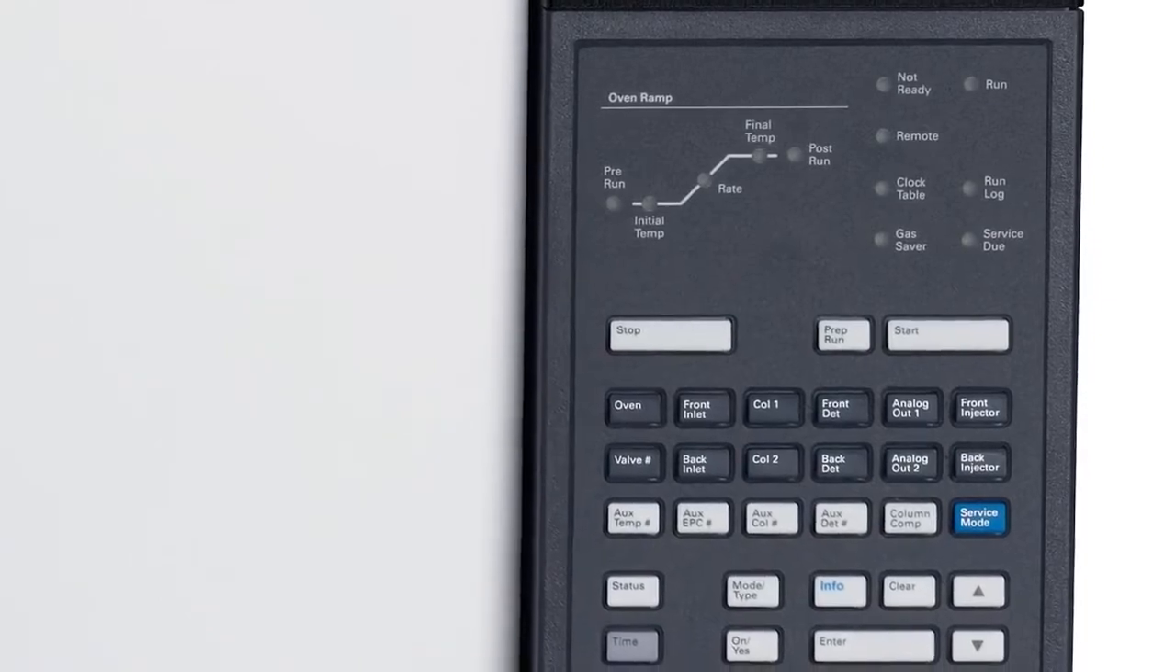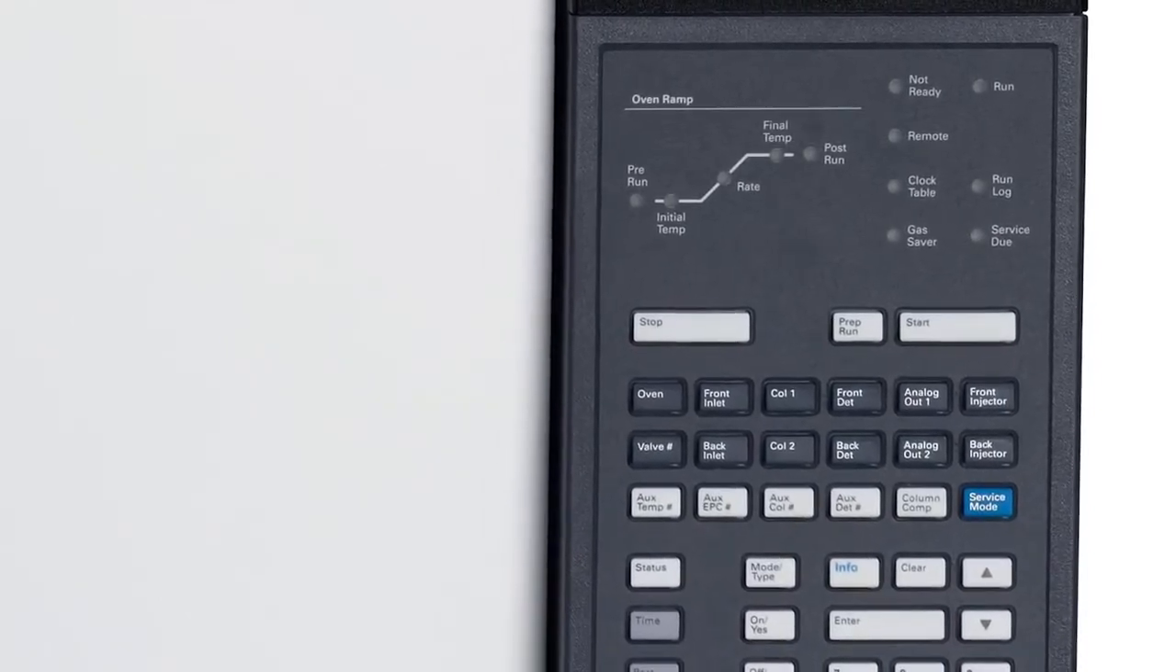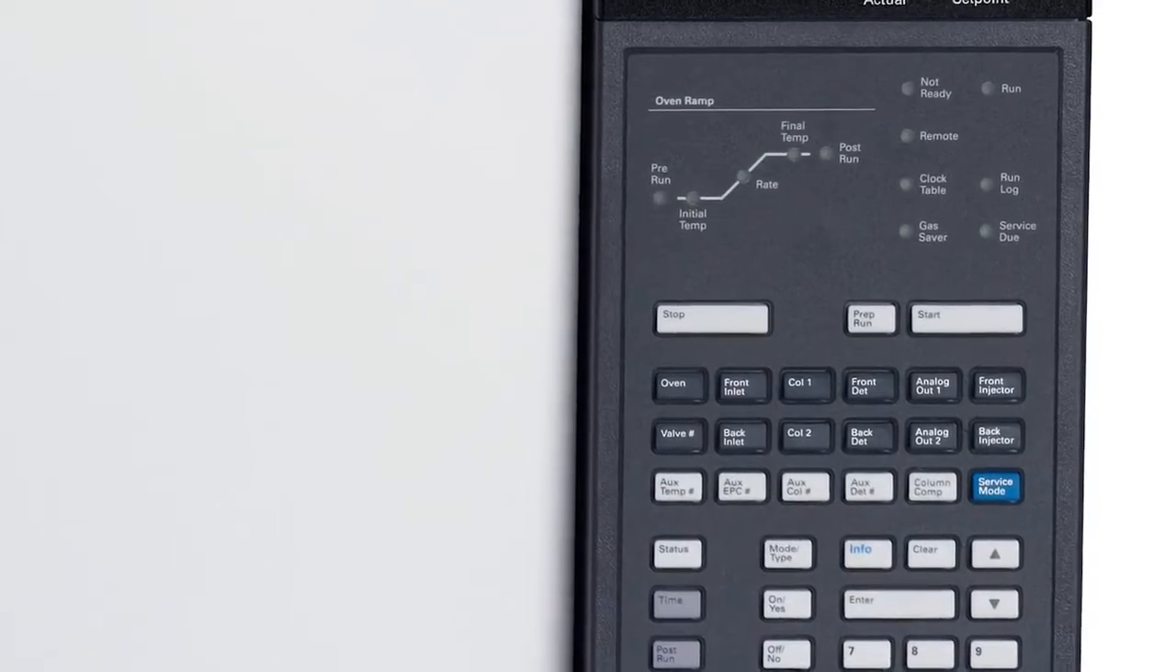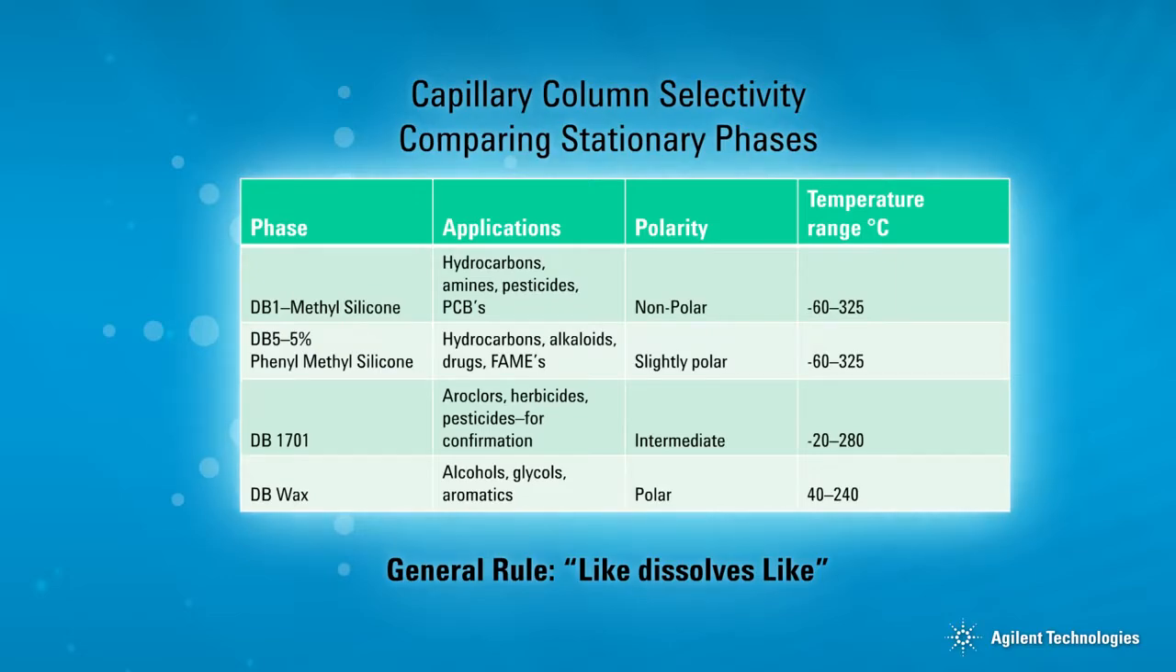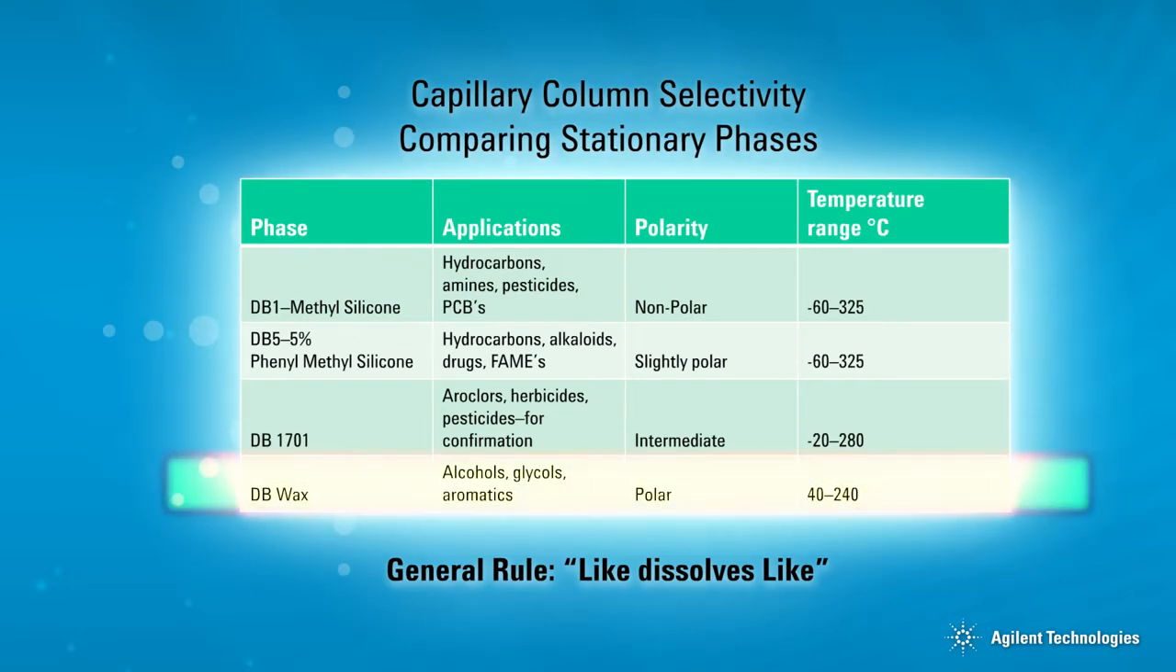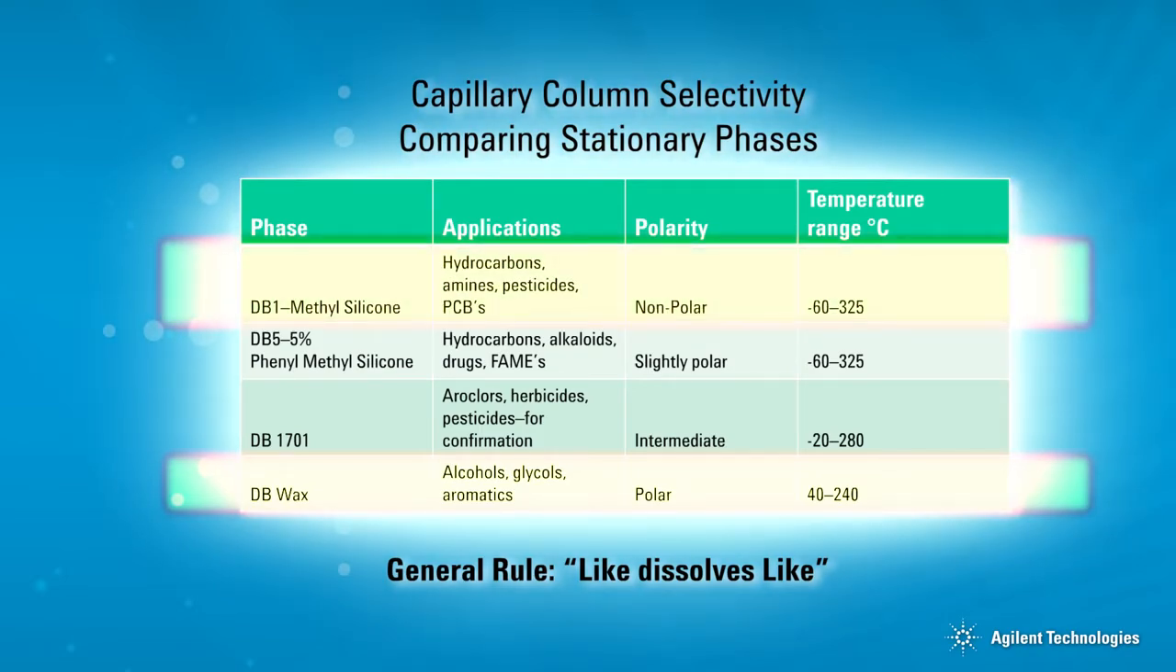Also, it is important to understand that the stationary phase of each column has a unique maximum temperature. Taking the GC oven to a higher temperature may result in column damage. Here is a partial table of the numerous capillary column stationary phases and their associated applications. Notice that like dissolves like. Polar wax type columns are used to separate polar samples, like alcohol, and nonpolar columns are used for hydrocarbon analysis.